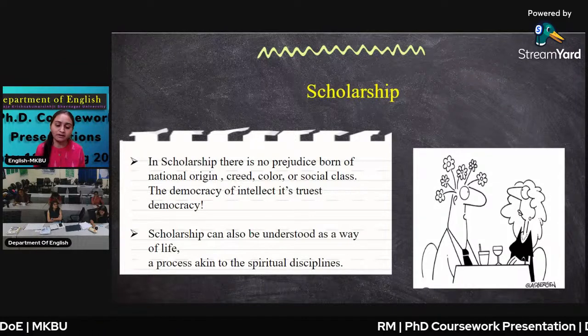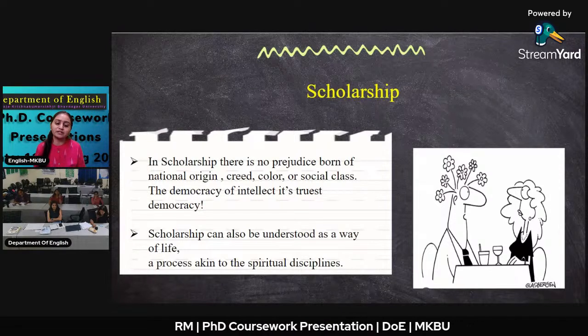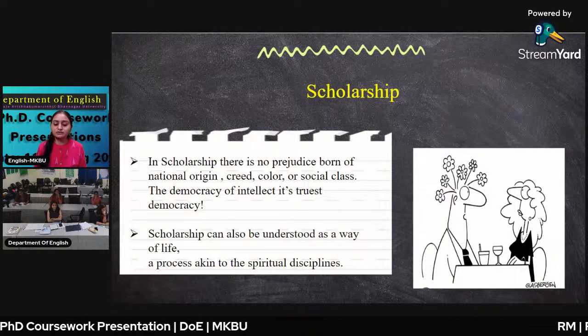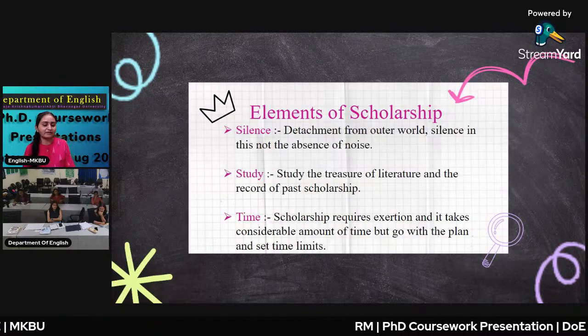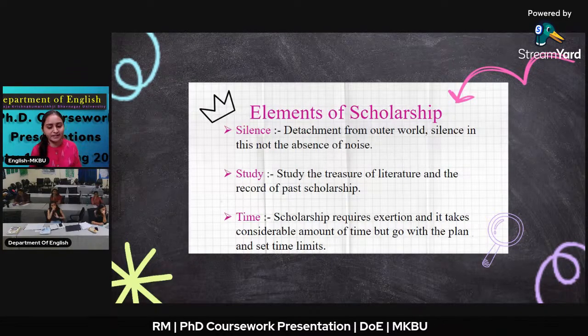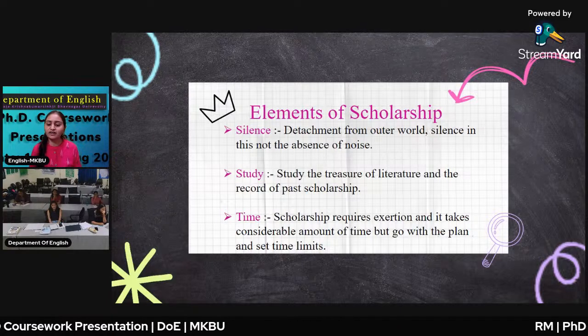The democracy of intellect is the truest democracy. Scholarship can also be understood as a way of life, a process akin to the spiritual disciplines. Elements of scholarship can be put in 3 points: silence, study, and time. Silence means detachment from the outer world. Silence in this sense is not the absence of noise.